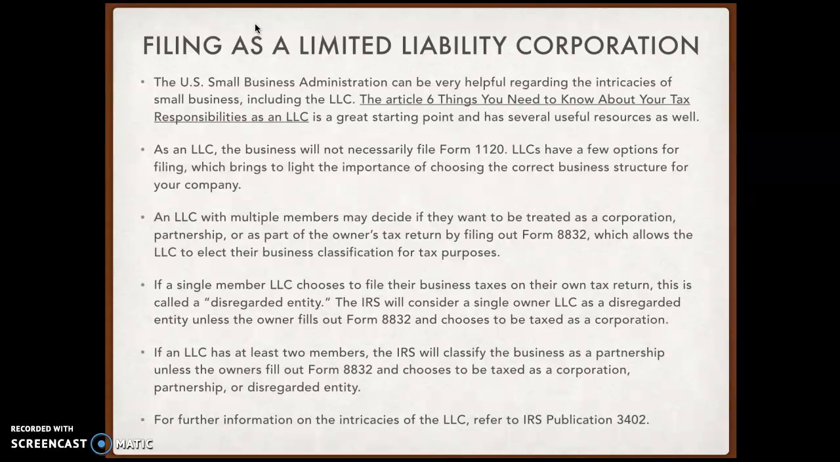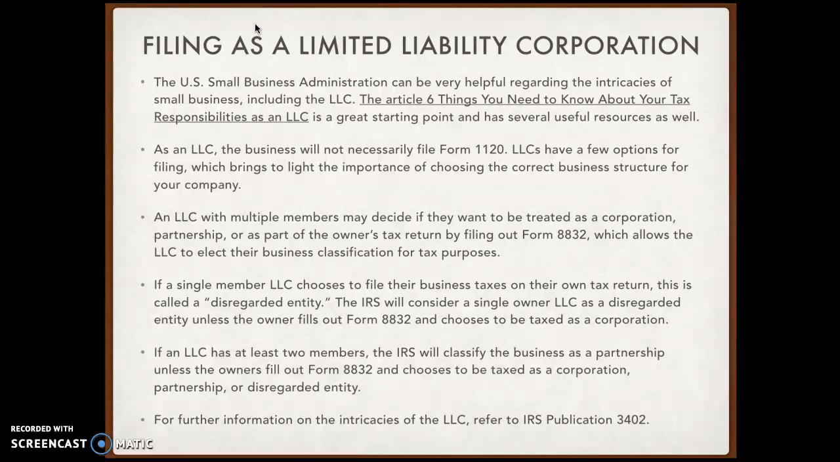As an LLC, the business will not necessarily file Form 1120. LLCs have a few options for filing, which brings to light the importance of choosing the correct business structure for your company. An LLC with multiple members may decide if they want to be treated as a corporation, partnership, or as part of the owner's tax return by filling out Form 8832, which allows the LLC to elect their business classification for tax purposes. If a single member LLC chooses to file their business taxes on their own tax return, this is called a disregarded entity.